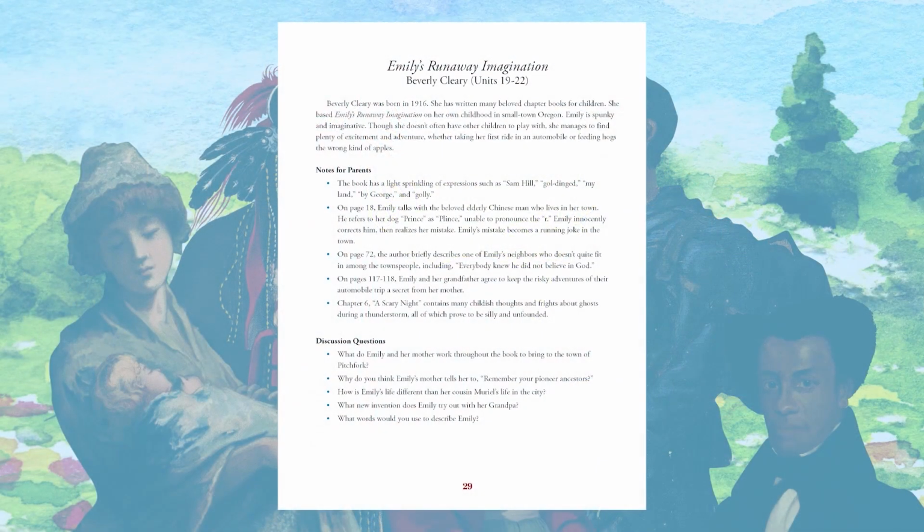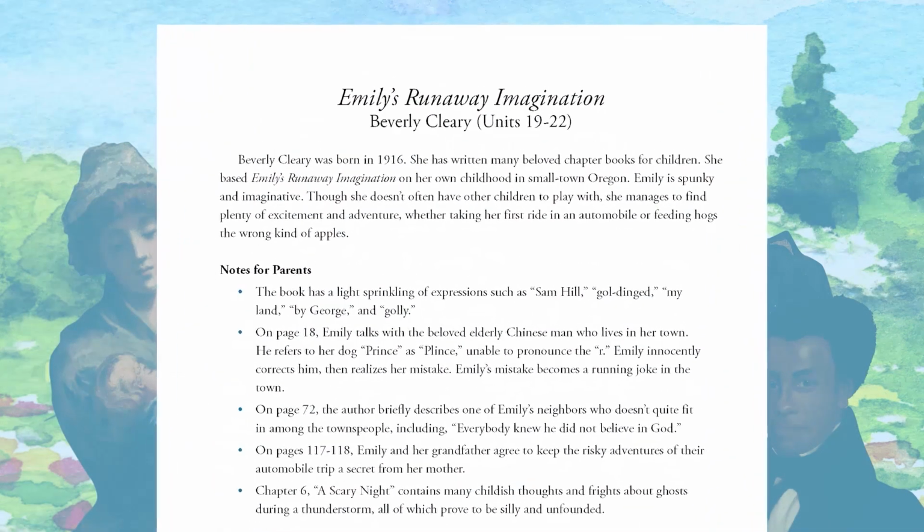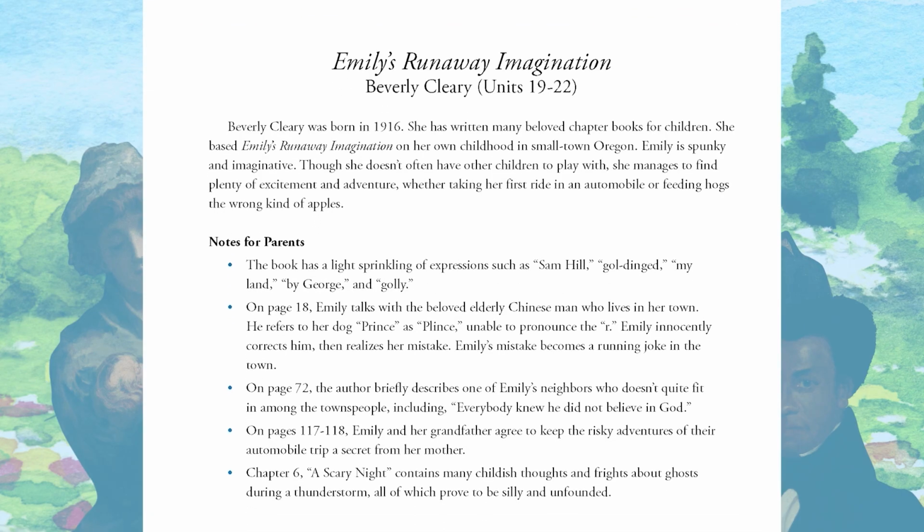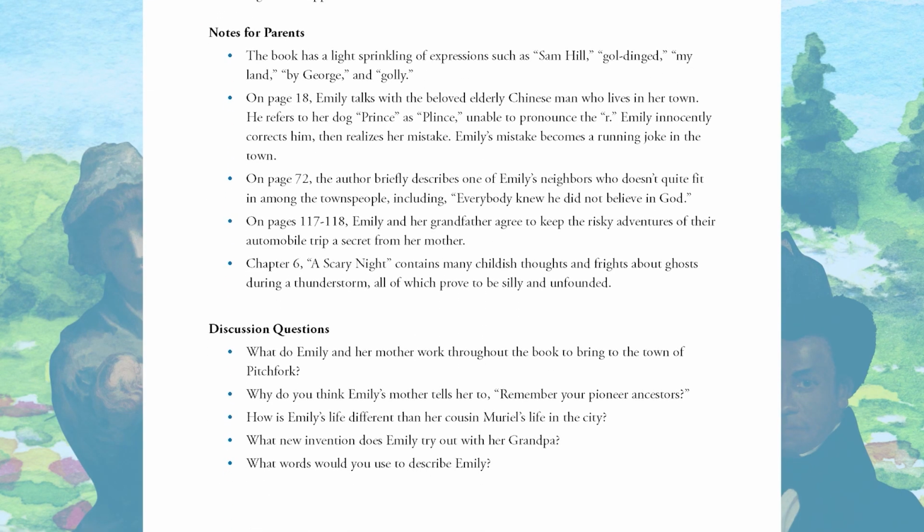The literature title for this unit is Emily's Runaway Imagination by Beverly Cleary. You can read an introduction to this title in the answer key and literature guide. This material introduces the author, has notes for parents about the content of the book, and provides discussion questions about the themes of the book. You, the parent or the student, began reading Emily's Runaway Imagination in Unit 19. The book is finished by the end of Unit 22.